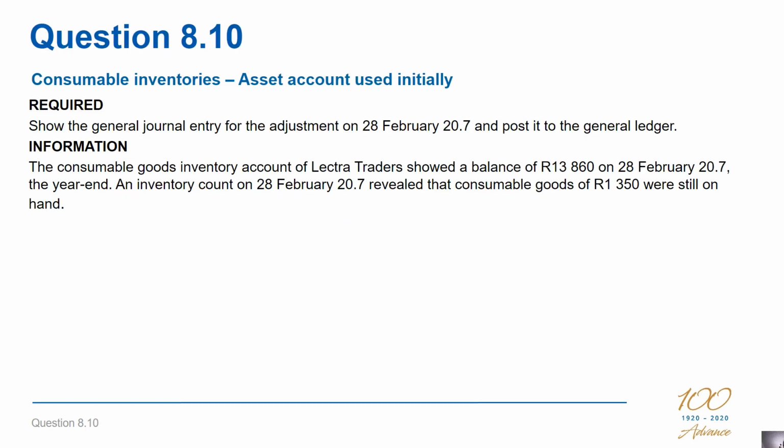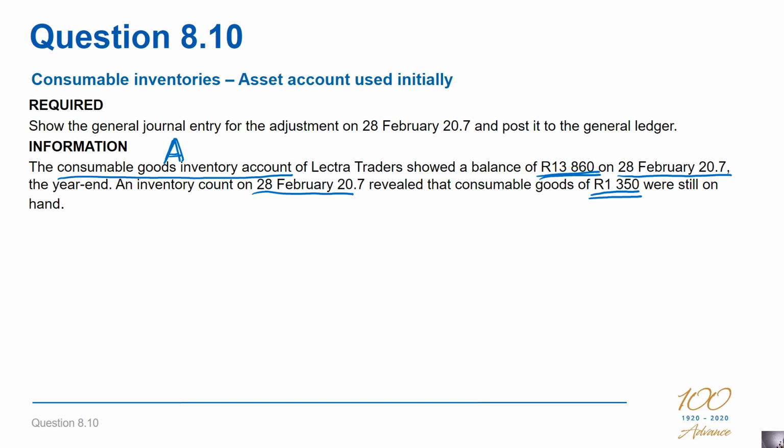Question 8.10 again deals with consumable inventories, but now if you read the information, they tell you the consumable goods inventory account of Electra Traders. So this is the asset account. They start off with the asset account. This asset account showed a balance of 13,860 at the end of the year, 28 February. An inventory count on the same day revealed that consumable goods of 1,350 were still on hand.